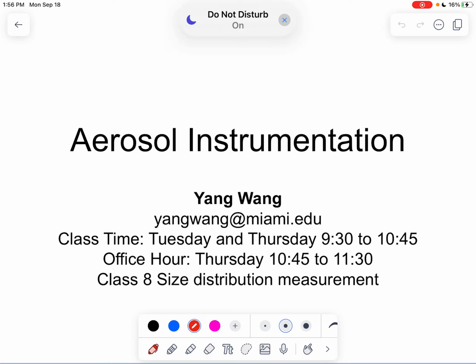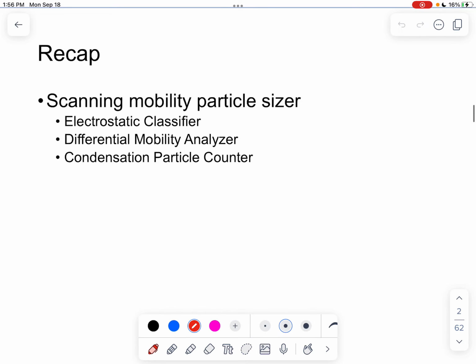Okay, so let's get started. So this class we're going to continue our discussion on the aerosol size distribution measurement with an SMPS. Okay, so let's do a quick recap at the beginning.